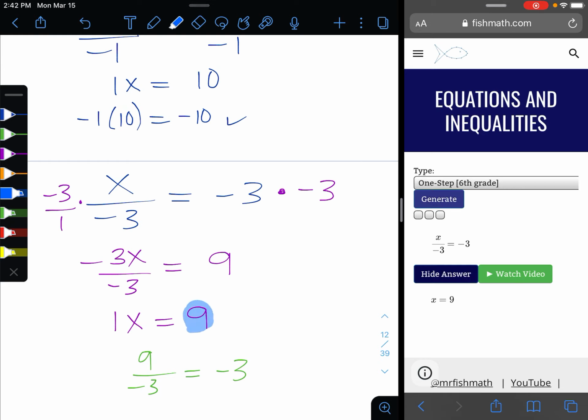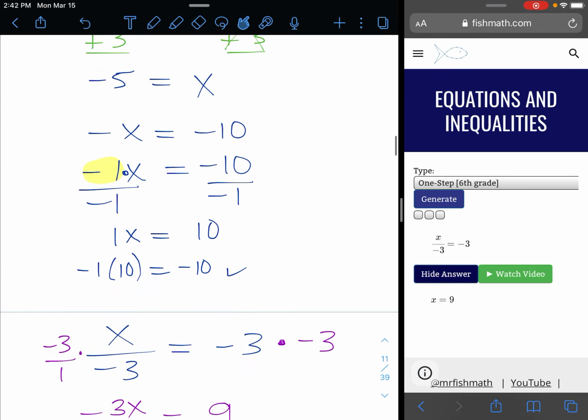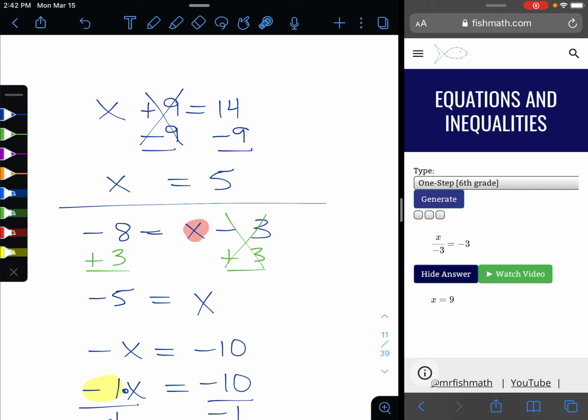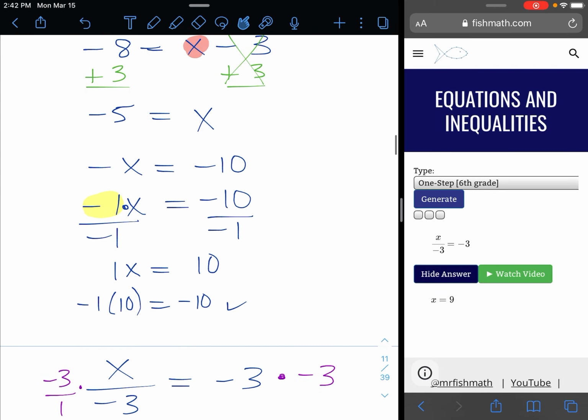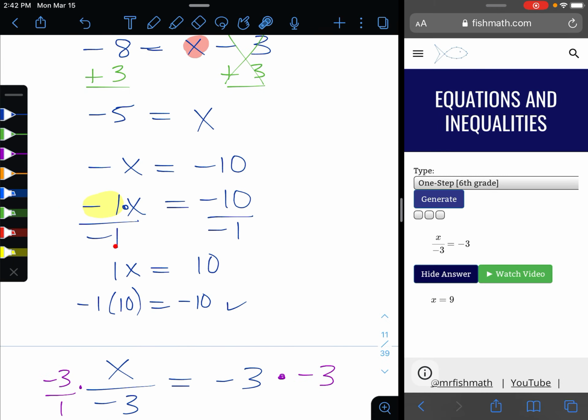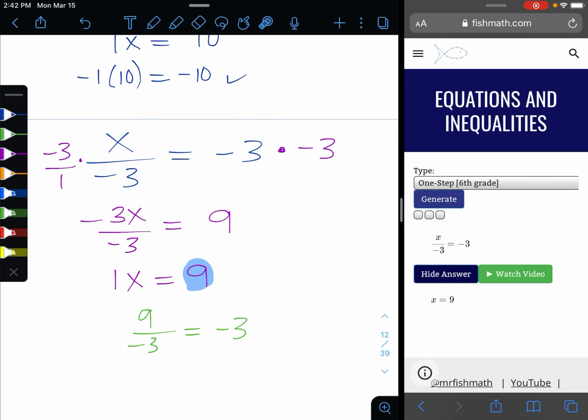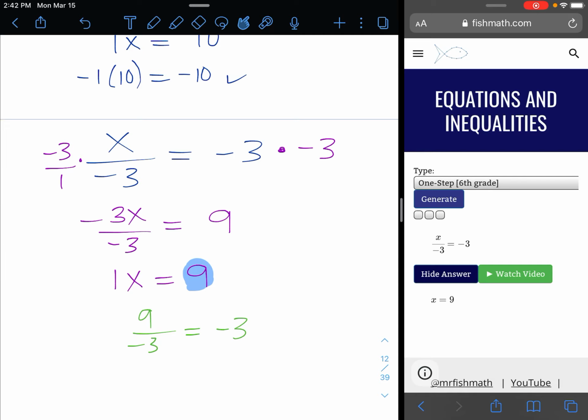So every time what we're doing is we're using the opposite operation of what's being done to x to get x by itself. So when it was being added to something, we undid that adding by subtracting. When it was subtracting, we used adding to both sides. When it was multiplication of a negative 1, we divided them both by negative 1. And then when it was division by negative 3, we did times negative 3 to both sides. That's how we do these one-step equations. It's just one step to undo what's currently being done to the variable to get the variable by itself equaling the answer that we need.